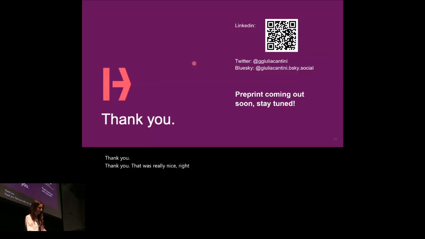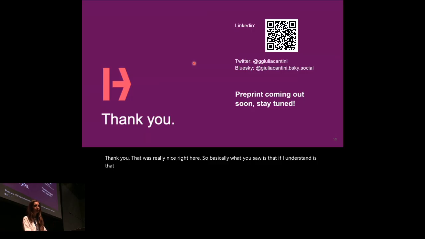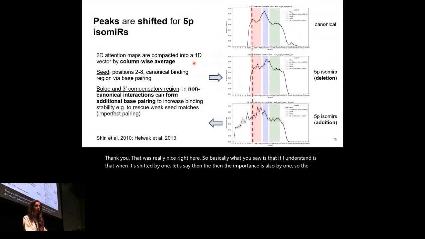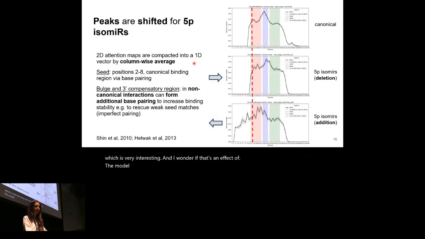Right here. So basically what you saw, if I understand, is that when it's shifted by 1, let's say, then the importance shifts also by 1. So the original seed is still the important thing, even when it's shifted, right? Exactly. Which is very interesting. And I wonder if that's an effect of the model learning that the seed is important in the more common conformation, not in the isomiR, but in the original, or do isomiRs just target differently? Do you have any thoughts?